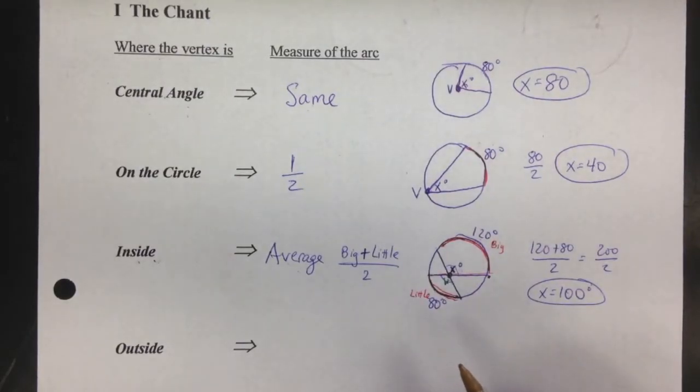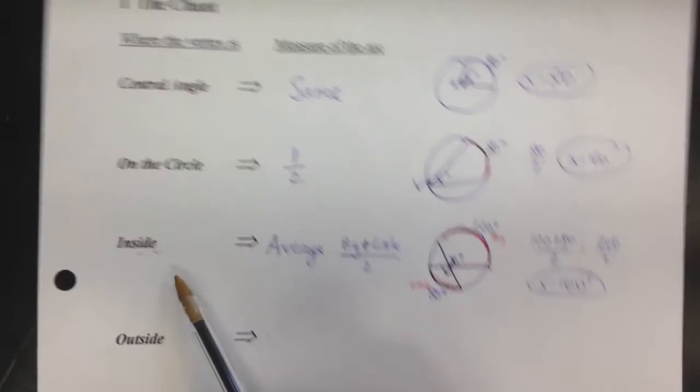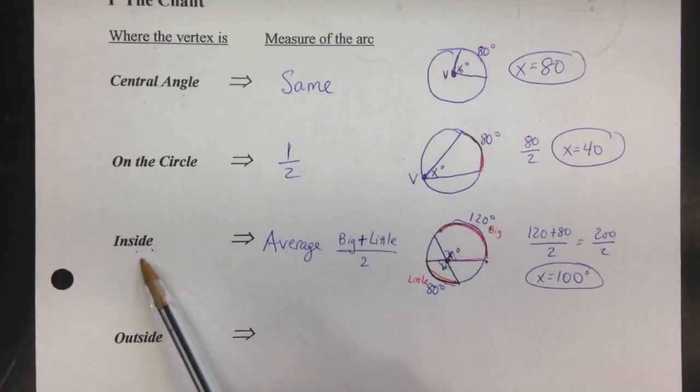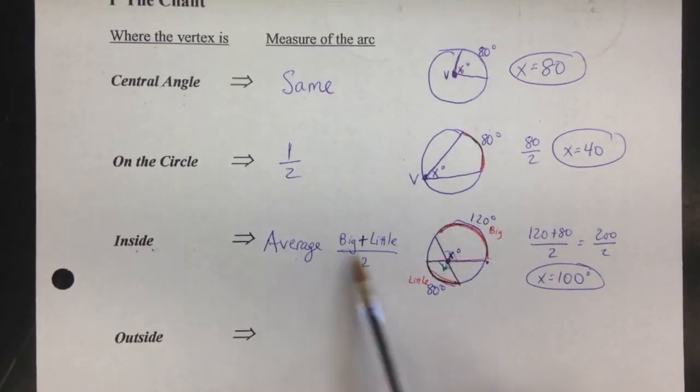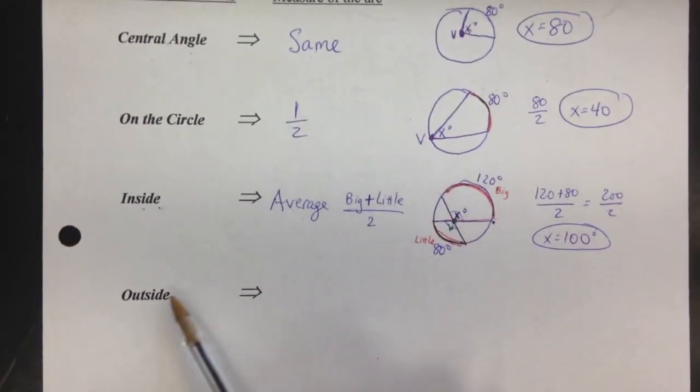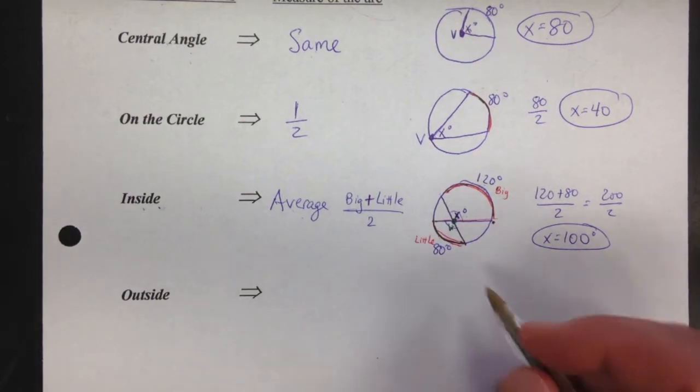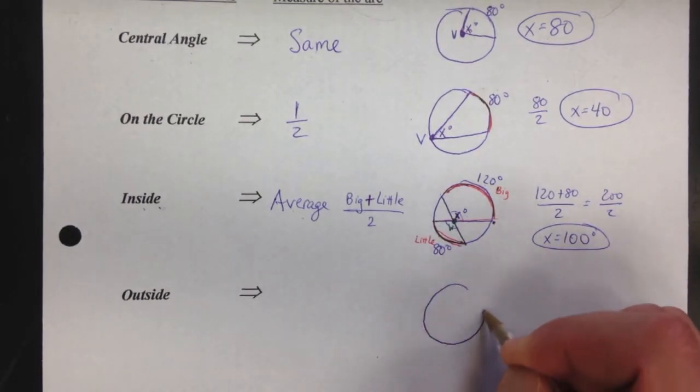All right, so we're back here for part 2. We just talked about the inside angle measure, which is going to be the average of the two arcs. Add the arcs, divide by 2. So the last scenario is if you have an outside angle. Now, we'll draw this here.